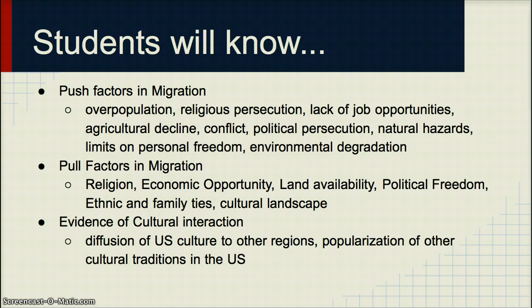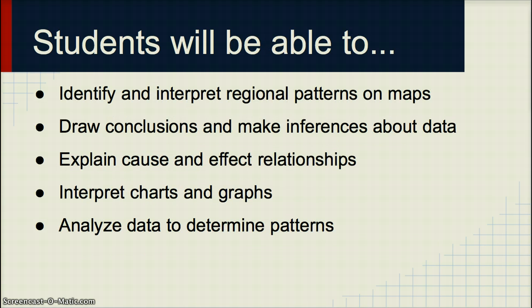And then we're also going to look for evidence of cultural interaction, which is the diffusion of U.S. culture to other regions or the popularization of other cultural traditions in the United States. The things that I expect the students to be able to do are to identify and interpret regional patterns on maps, draw conclusions and make inferences about data, explain cause and effect relationships, interpret charts and graphs, and analyze data to determine patterns.